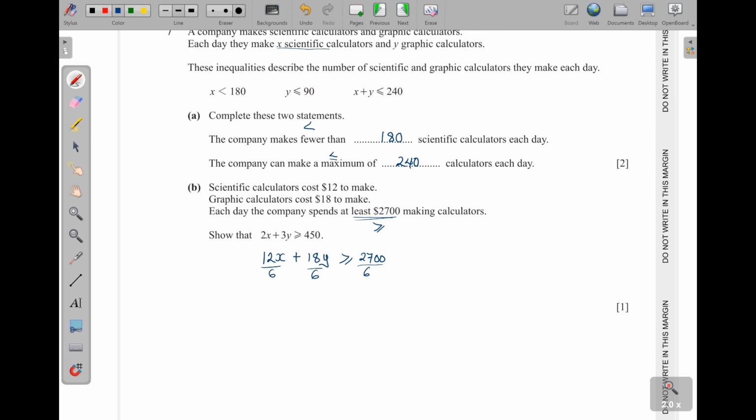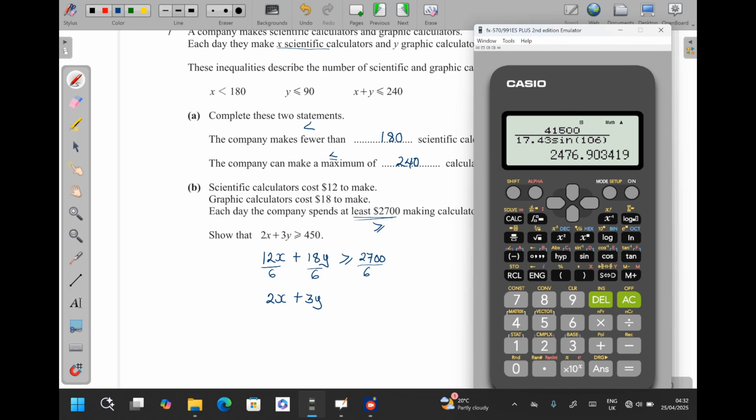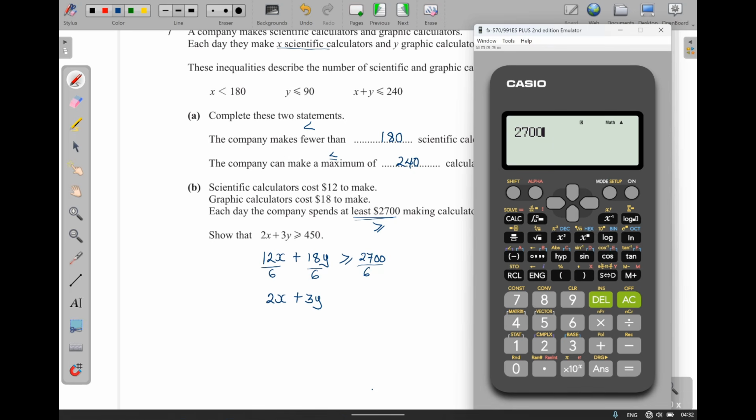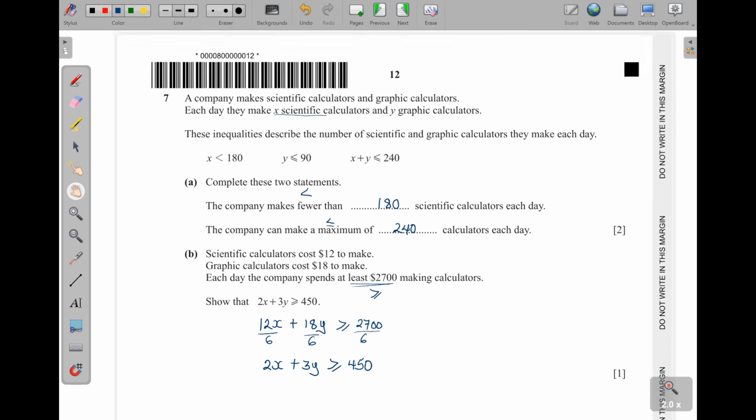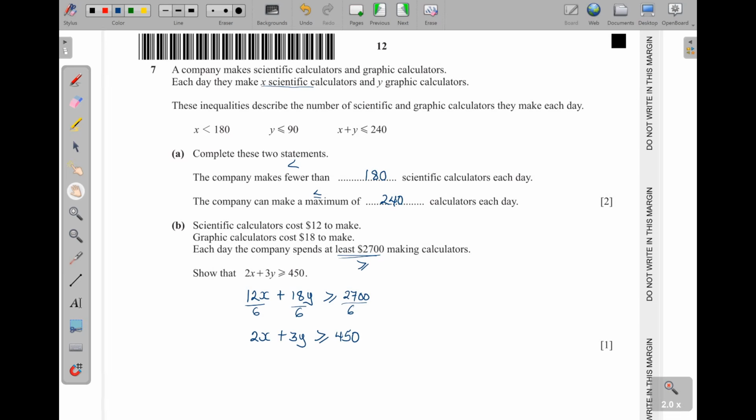When I divide here by 6, I will get 2 of x, then here 3 of y. Then how about 2700? When you divide it by 6, you get 450. So greater or equal to 450. So this number is actually coming from what we call linear programming.